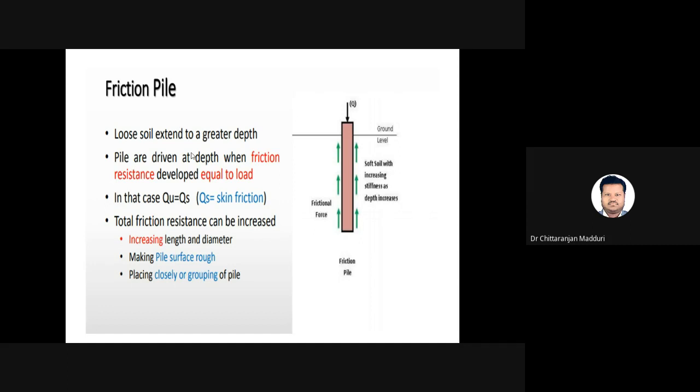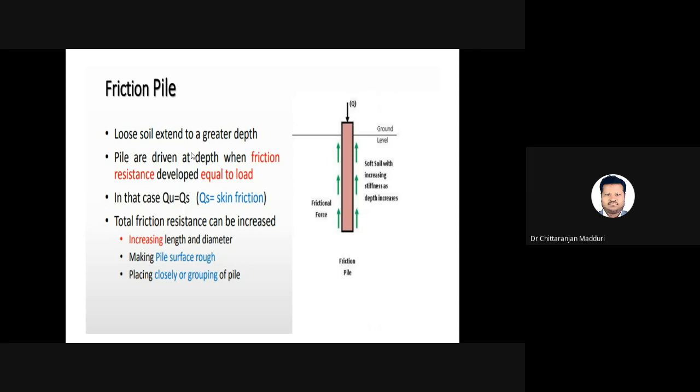The total friction resistance can be increased by increasing the length and diameter, making the pile surface rough, placing piles closely, or grouping of the piles. By increasing the length and diameter, we can increase the friction between the soil and pile, and by making the pile surface rough. We can also increase the friction by placing closely or grouping of the piles. That's why the load applied on the pile is taken only by the friction, not by the bearing. We have one more pile, both end bearing and friction pile.